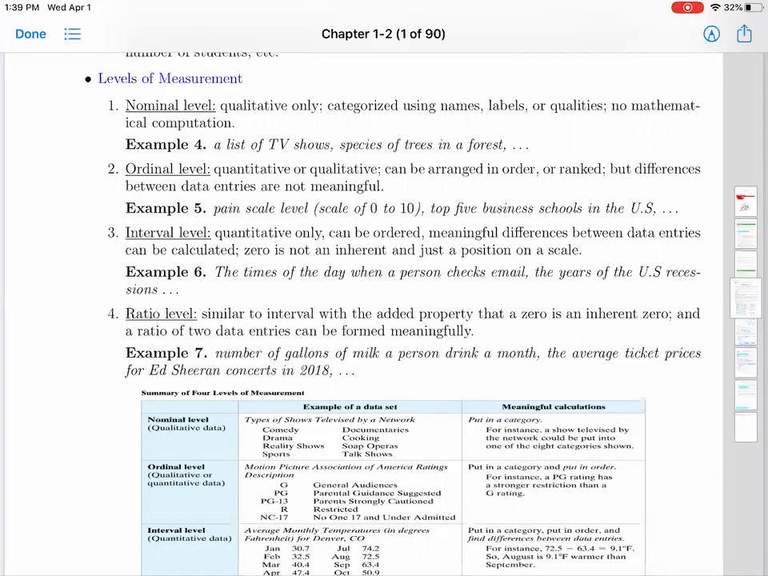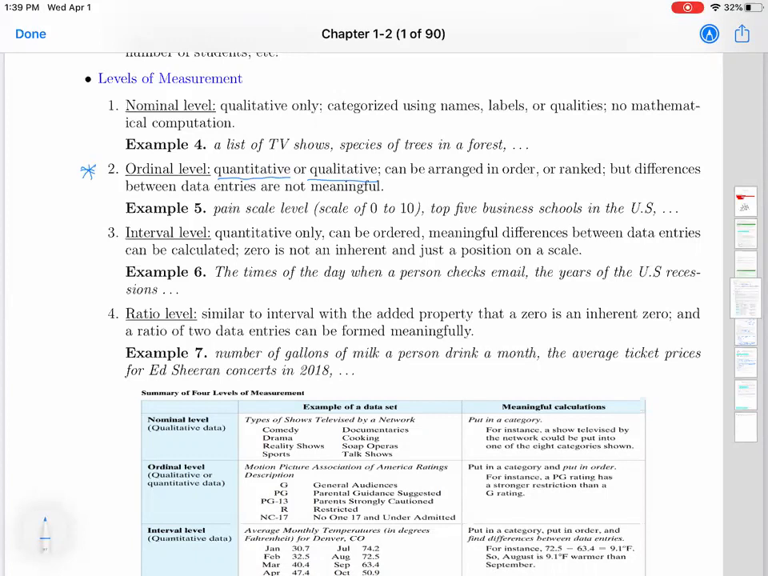When you list all the TV shows, you're using labels like names, right? The same as species of trees. You're not using any numerical measurements. The second level is the ordinal level. In the ordinal level, both quantitative and qualitative data can be classified.